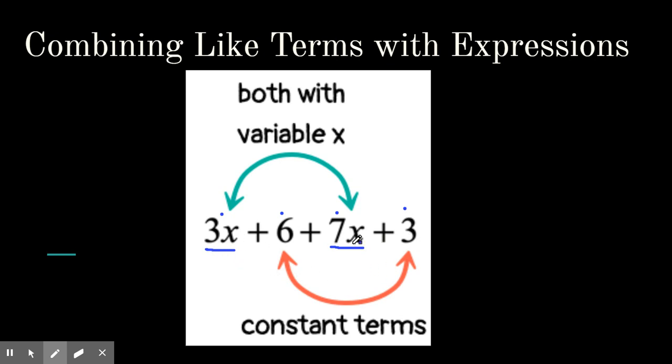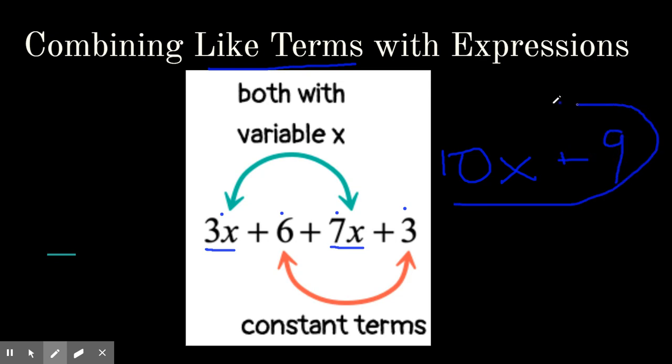You'll notice the 3x and the 7x are considered like terms, meaning they're similar. We can add them together, giving us 10x. And we can add our 6 and our 3 because they are also like terms, since there is no variable. We add those together, and that gives us 9. Because you've made it simpler, this is a simplified expression.